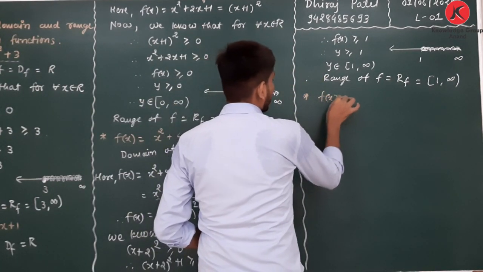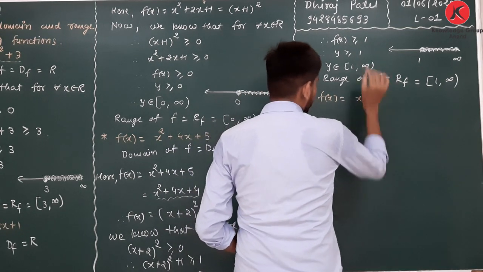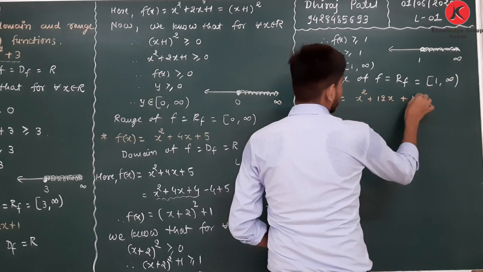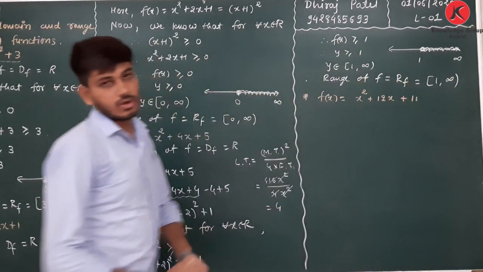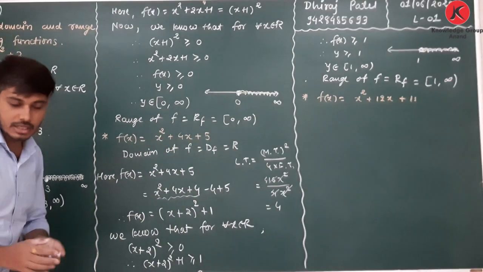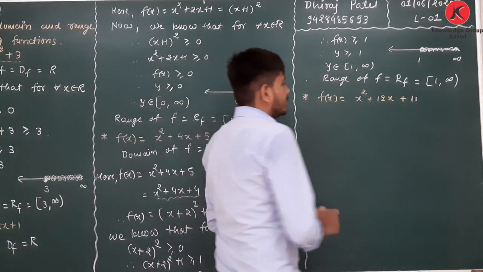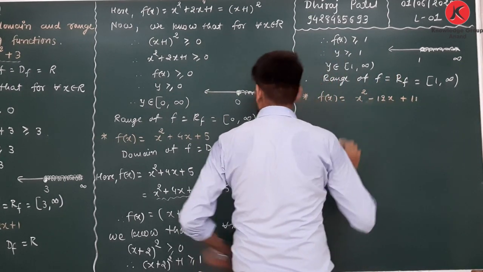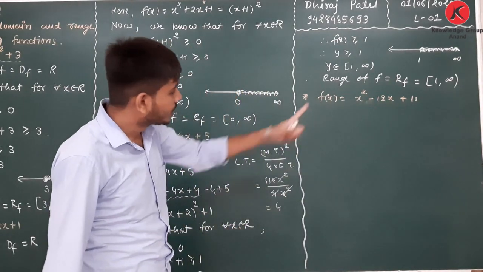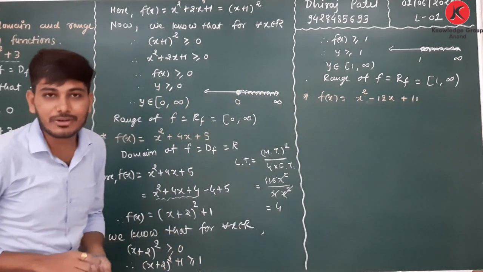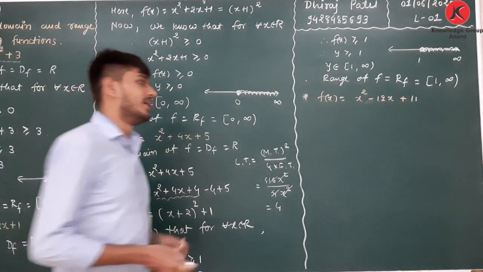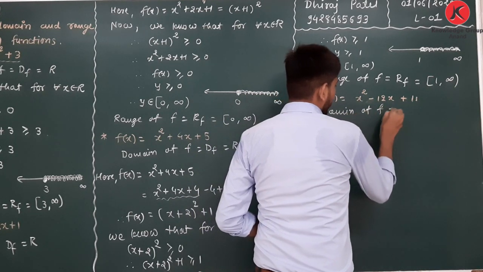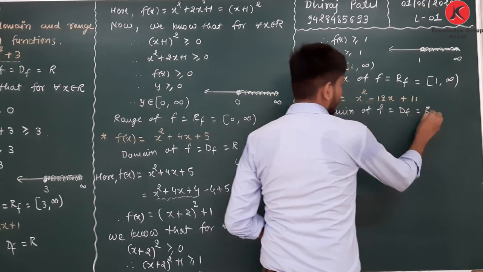નેક્સ્ટ ક્વેશ્ચન, f of x is equals to x square plus 12x plus 11. This is our also next quadratic polynomial. Now we want the range of this quadratic polynomial. હું એ પ્લસ ની જગ્યાએ માઈનસ લઉં, કારણ કે બધામાં પ્લસ દીધું છે ને, હવે એક માઈનસ વાળો ક્વેશ્ચન લઈએ. તો x square minus 12x plus 11. This is your quadratic. ચલો આનો ડોમેઇન તો તમને ખબર જ છે. Domain of f, which is equals to D of f, which is equals to R.